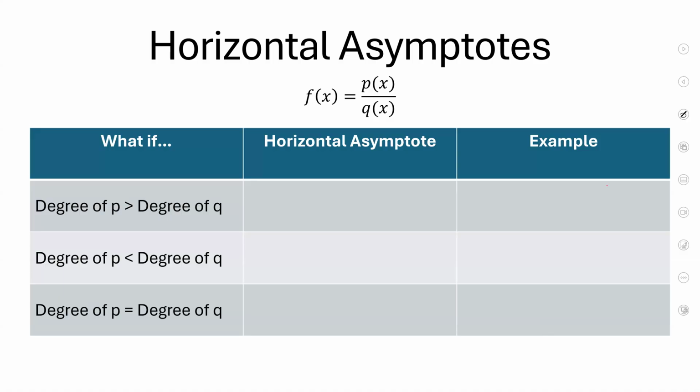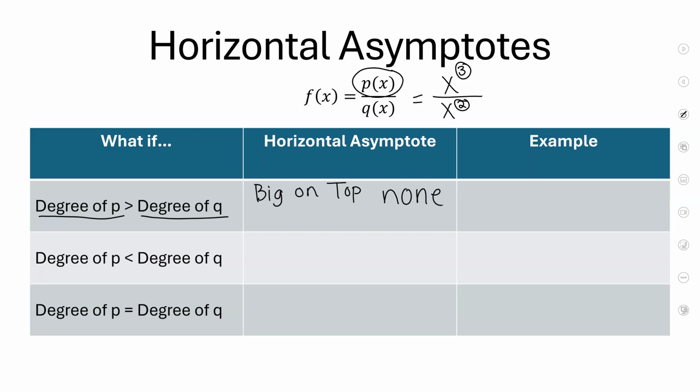Horizontal asymptotes. What this is saying is if the degree of P is greater than the degree of Q. So what they mean is the degree of this polynomial, let's say it's x cubed, and the degree on the denominator is smaller. P is greater than Q, the degrees. We call that bigger on top or big on top. If the degree on the top is bigger than the degree on the bottom, that means you have no horizontal asymptote. It's just none. You don't have one.